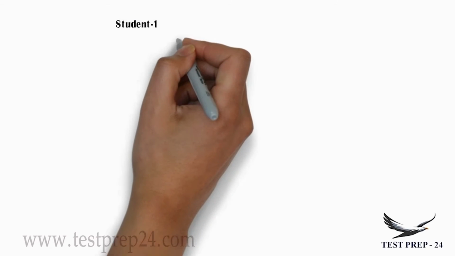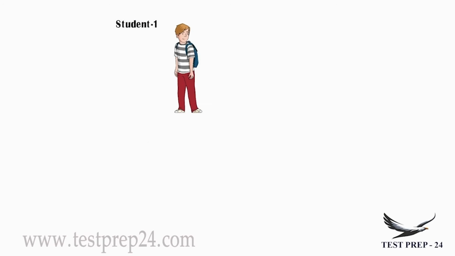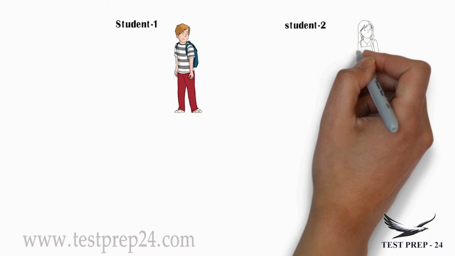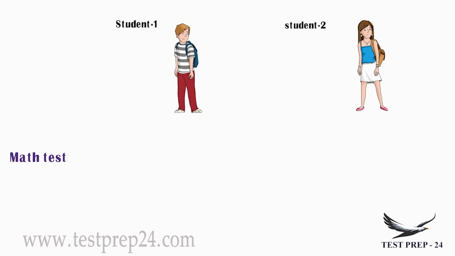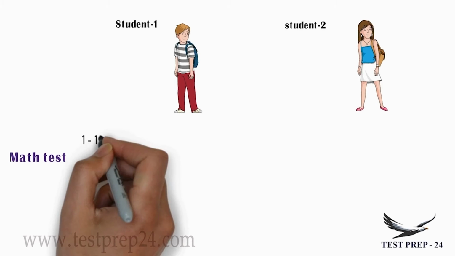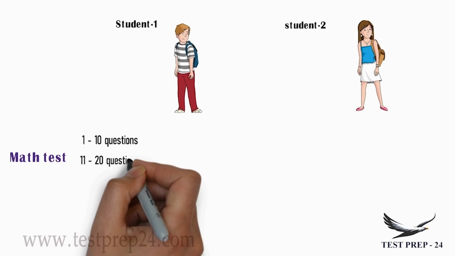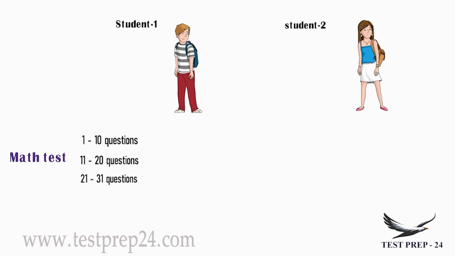Let's discuss another case. There are two students, student 1 and student 2. I'm dividing maths here into 3 parts, and the same applies for the verbal section as well. I'm dividing it like 1 to 10 questions, 11 to 20 questions and 21 to 31 questions.